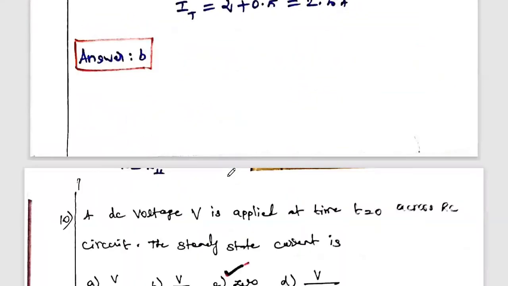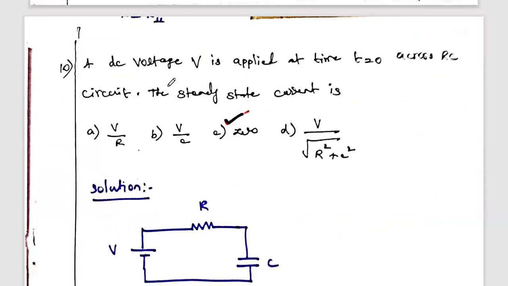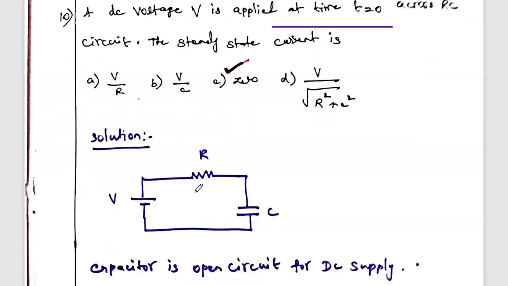Okay, so this is one type of question. And the next question you see: a DC voltage V is applied at time t equal to 0 across an RC circuit. The steady state current is dash. So across a series RC circuit, the voltage is given. What is the steady state current?